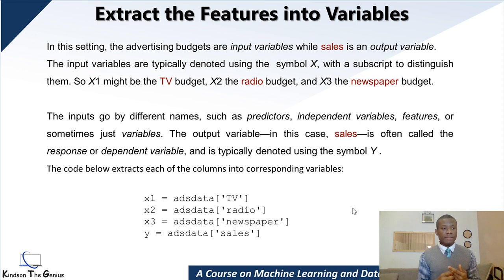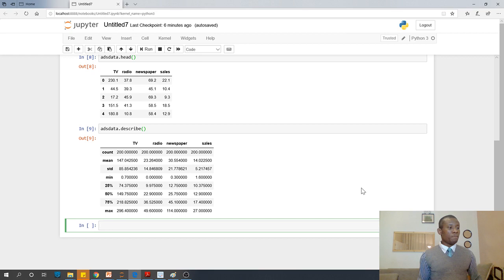Now, these terms are very important. In machine learning and data science, you should be able to understand and use the correct terms. In this case, we only have one Y, and we just have Y. But for TV, radio, and advert, it's X1, X2, and X3. So how do we extract these columns into these variables that we have here? That is what we are going to do right now.